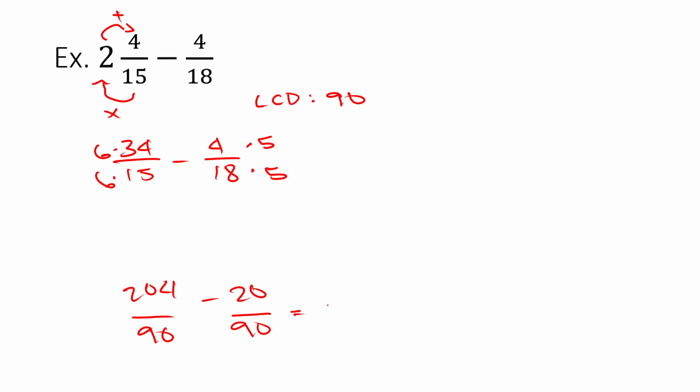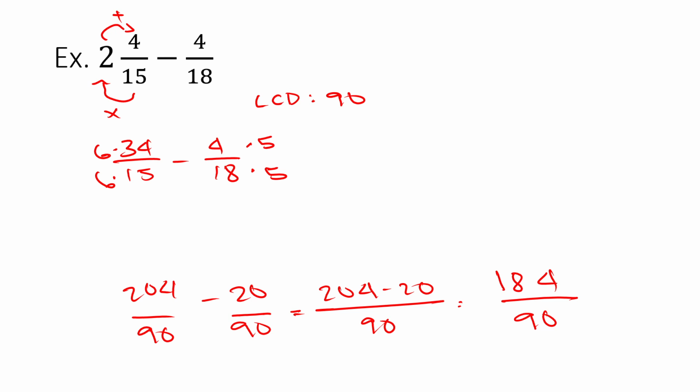Now we simply subtract 204 minus 20, all over 90. 204 minus 20 is 184, and we keep the denominator the same. So now what we have is 184 over 90, or you can simplify that as 92 over 45. And that's your final answer.